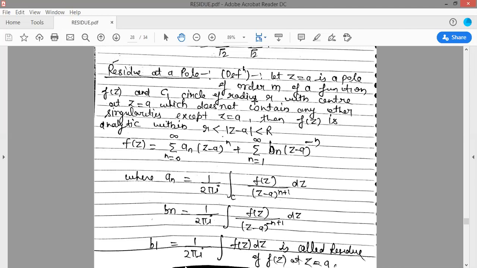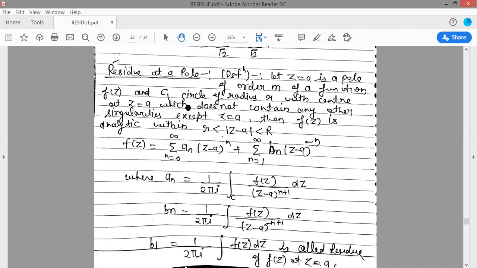So about the residue, we have our poles, and we can have simple poles and poles of order n. So for both, how we will find the residue at simple poles, and if we have a pole of order n, how we will find the residue. So I will discuss both topics here, and there will be a few examples also.